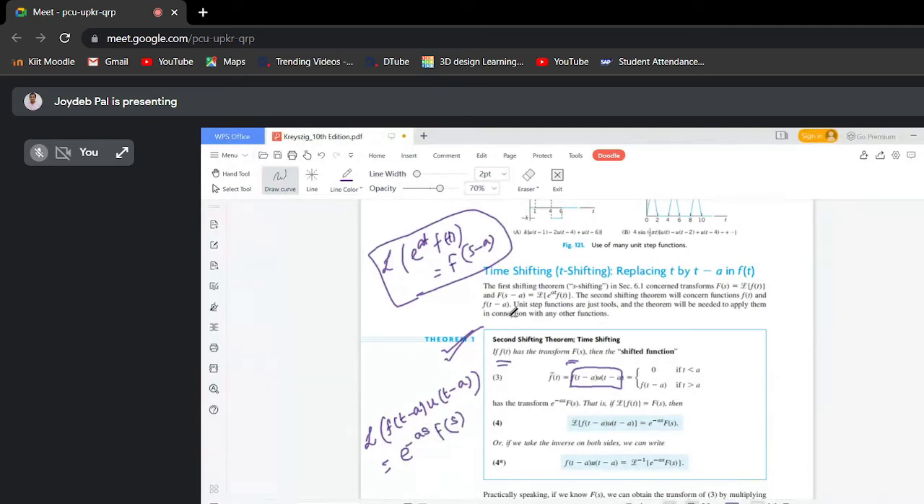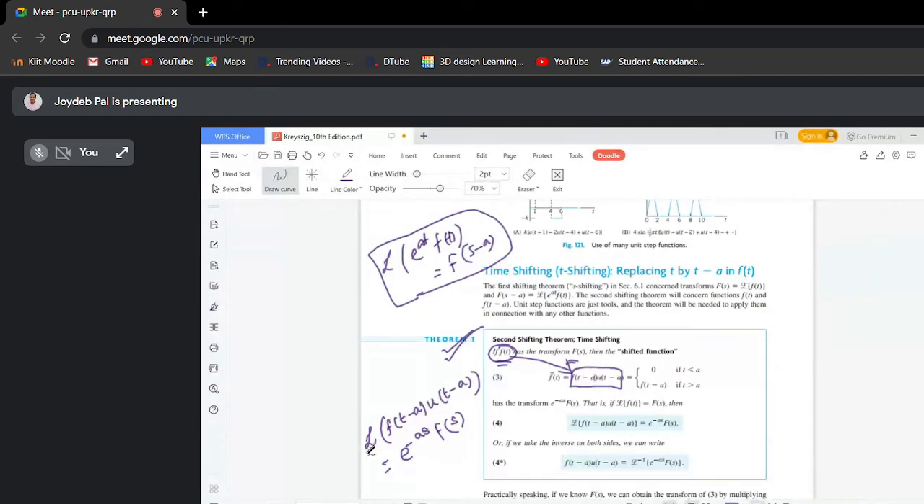So why is it called t shifting? Because we have taken the function ft minus a ut minus a from ft. So ये जो ft से ft minus a ut minus a लिख रहा हूँ, it is basically a unit right shifting ना. So we are shifting t to t minus a. We are shifting t. That is why it is called t shifting.